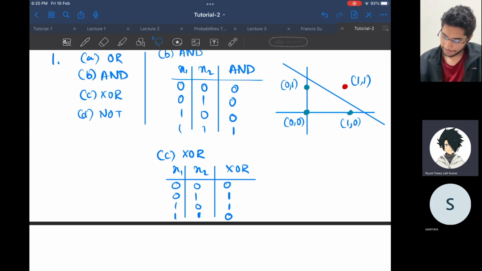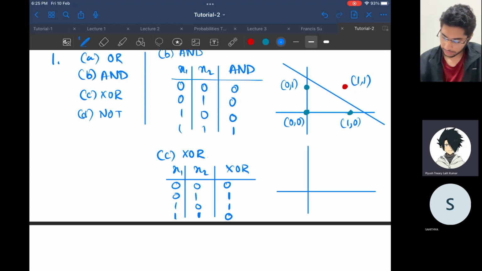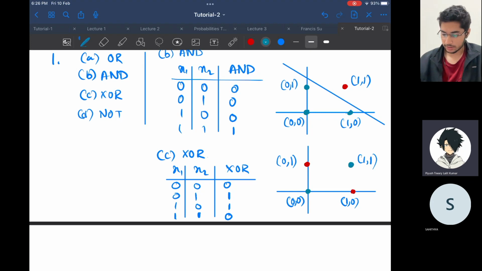Constructing the truth table, I hope you are already familiar with how to create these tables. If not, just ask me. So this is 0 comma 1, this is 1 comma 1, and when does this function give you 1 as output? 0 1 and 1 0 are the cases where the output of XOR is 1. In all the other cases, your output is 0.